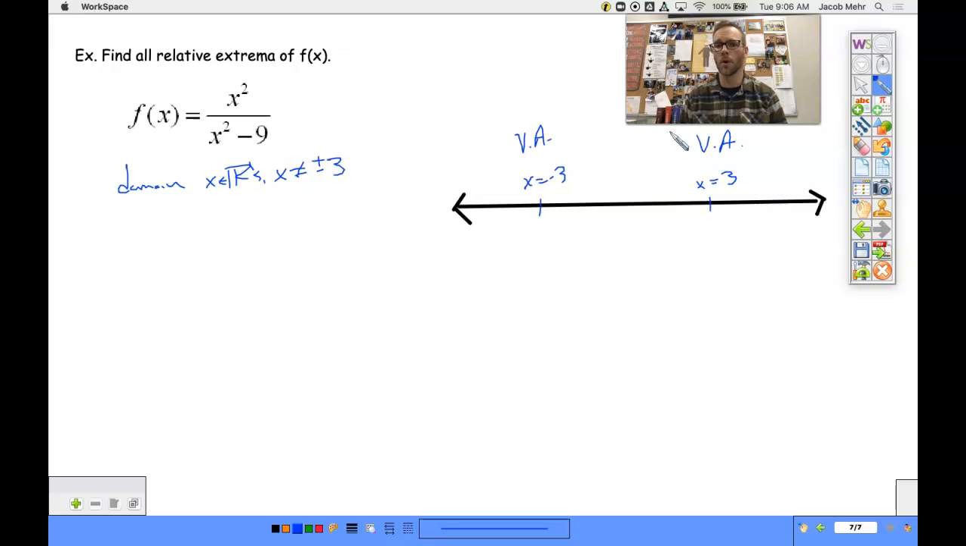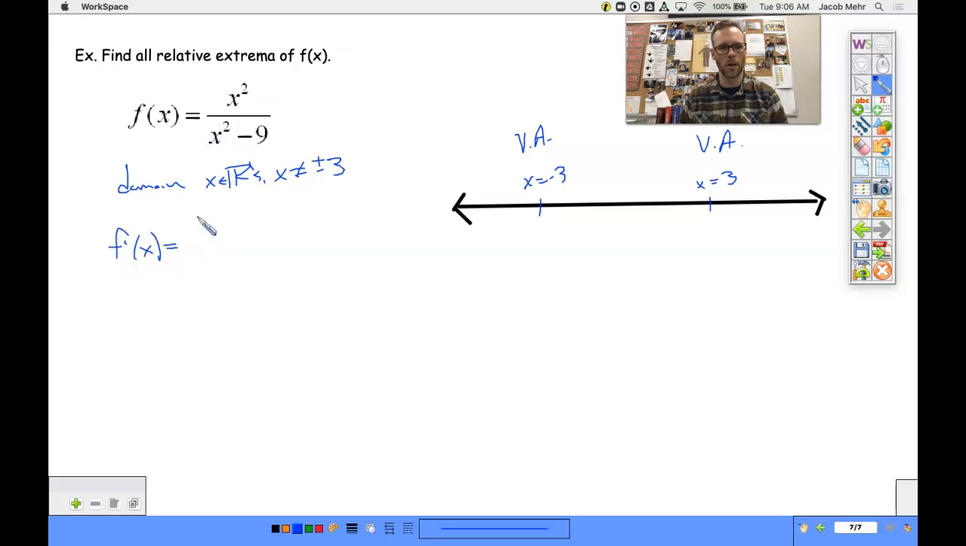These are vertical asymptotes. And it's possible for a function to change from increasing to decreasing on opposite sides of a vertical asymptote. So these aren't critical numbers, but they are important for us as we find intervals of increasing and decreasing. Now let's find our critical numbers by taking a derivative.